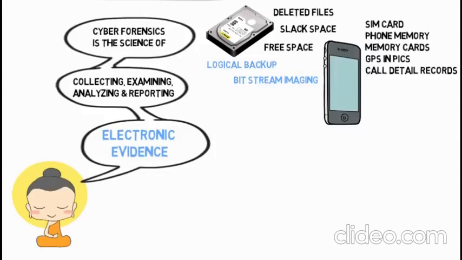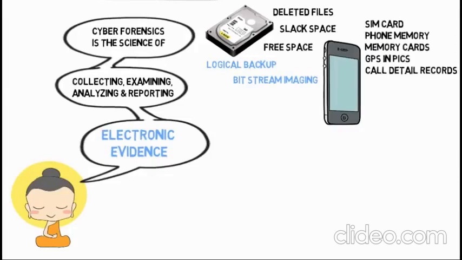Call detail records are used in a lot of cases nowadays, usually for conventional crimes such as chain snatching, sometimes even murder-related cases, housebreaking, and robberies. In cell phone forensics, we usually deal with iOS, BlackBerry, Android, and Windows Mobile. iPods could also be a source of electronic evidence.